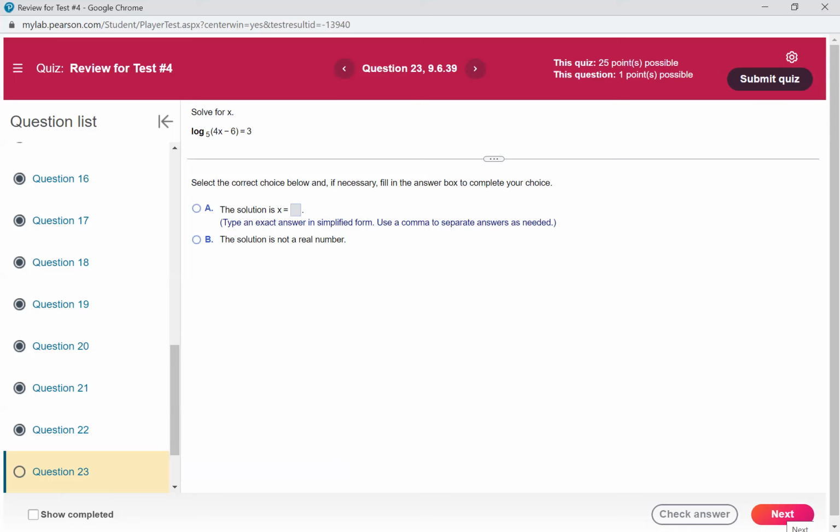So now we get into the equation. So this is 23. So I got a log base 5 of 4x minus 6 equals 3. So y'all's will be similar. You might not have the same base and numbers as me, but it will be similar to that.